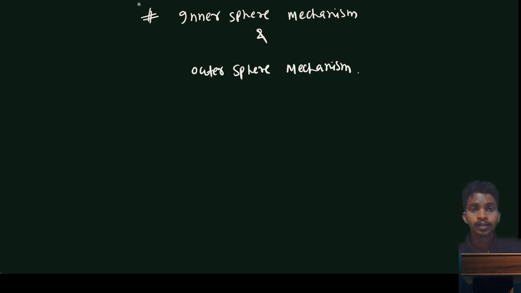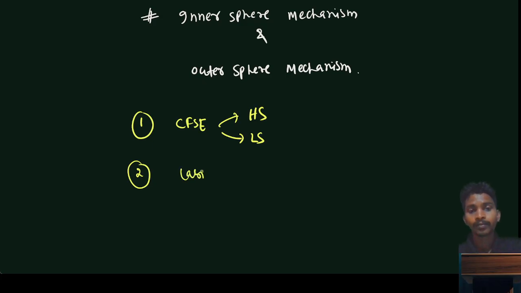Before we start these chapters, inner sphere mechanism and outer sphere mechanisms, we should have the concepts of CFT and CPC, where high spin complexes and low spin complexes form. That knowledge we should have. And secondly, we should have the concept of lability and inertness. So let me give a quick recap of CFT, where we have low spin and high spin.